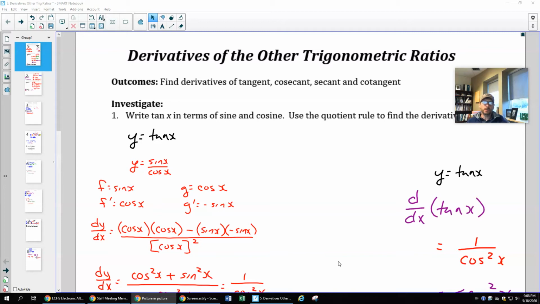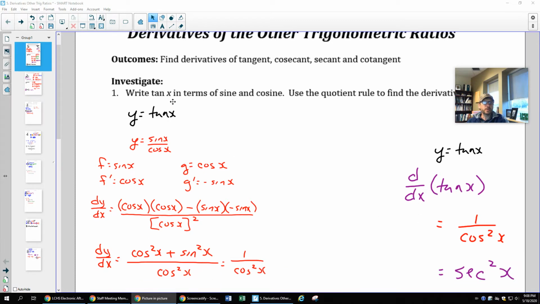Hey everyone, we are going to move on to the other trig ratios. The thing that I like about trig is that once you understand what sine and cosine differentiate into, you just apply those rules to other trig ratios, and you can come up with 6 more rules or 8 more rules or 10 more rules. So an example is what's the derivative of tangent?